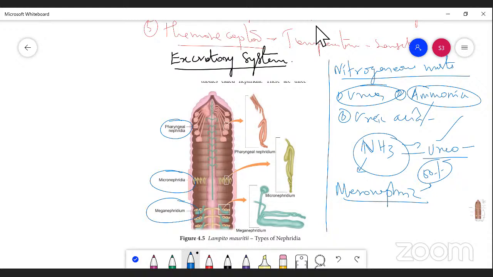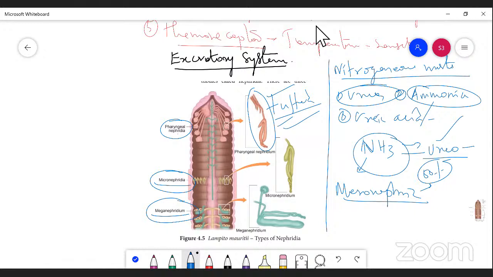The pharyngeal nephridia are otherwise called tuft nephridia. Tufted nephridia are bunches; see the diagram, from this tuft part, one segment. This part is called pharyngeal nephridia, a complex structure. So pharyngeal nephridia are otherwise called tuft nephridia. Second one is micronephridia. Third one is meganephridia. So three different types of nephridia are found in this earthworm.